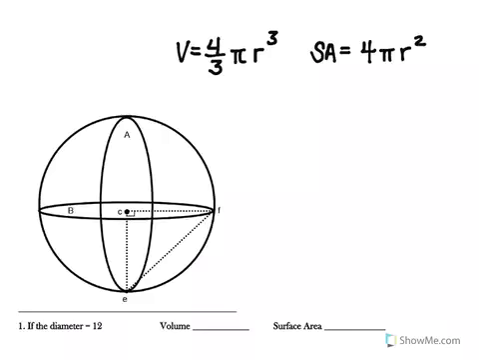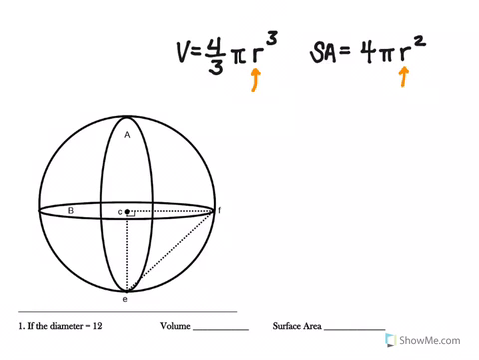Here we're going to solve for the volume and the surface area of a sphere. And the nice thing about the formula for the volume and surface area of the sphere is that you're only needing to solve for one variable here, just the radius. If we have the radius, then it's just plug into the formula and simplify.